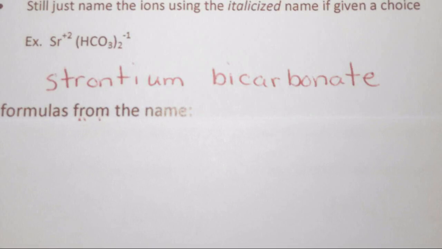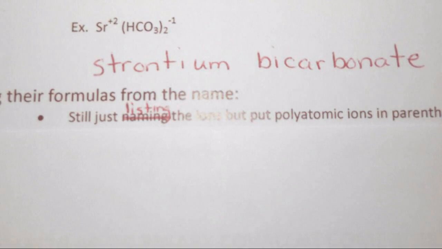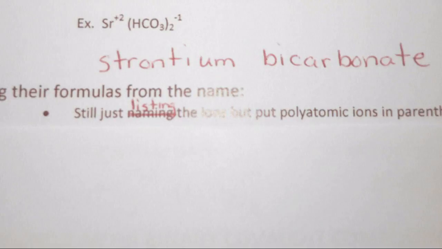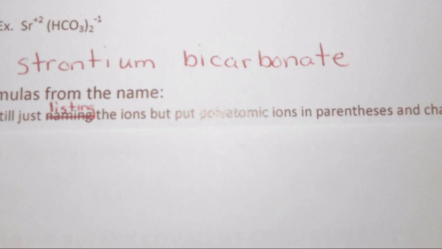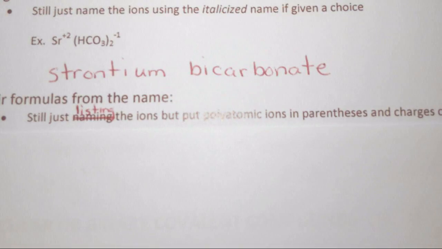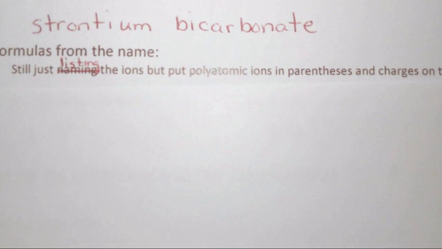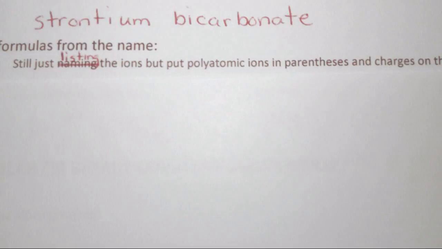And if we are naming the compound from the formula, again, it's still just listing the ions. Make sure that those polyatomic ions are in parentheses, just like they are on the paper, and the charges go on the outside. So we're still just listing the ions, symbol and charge, and going to crisscross them down. Just make sure that you keep the polyatomic ions in parentheses and the charges go on the outside.